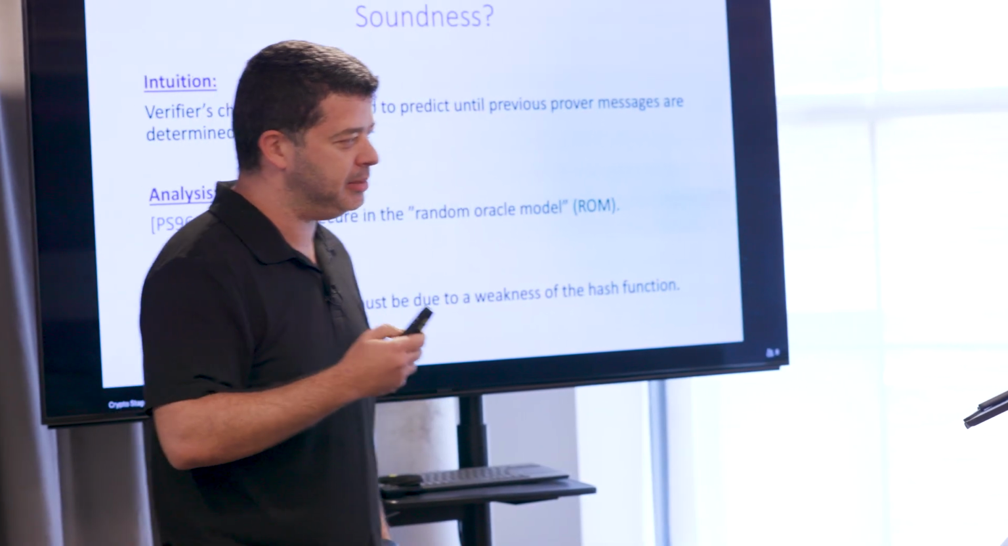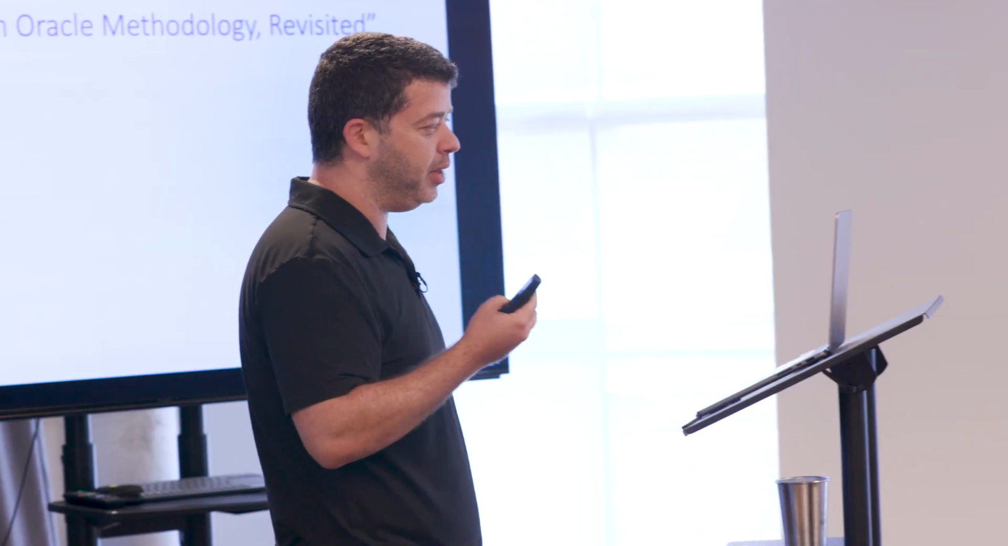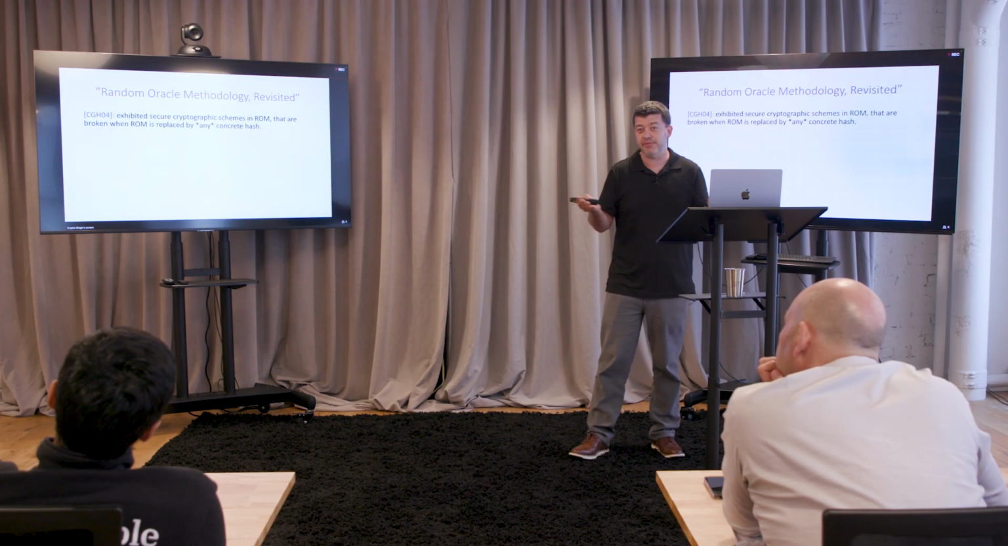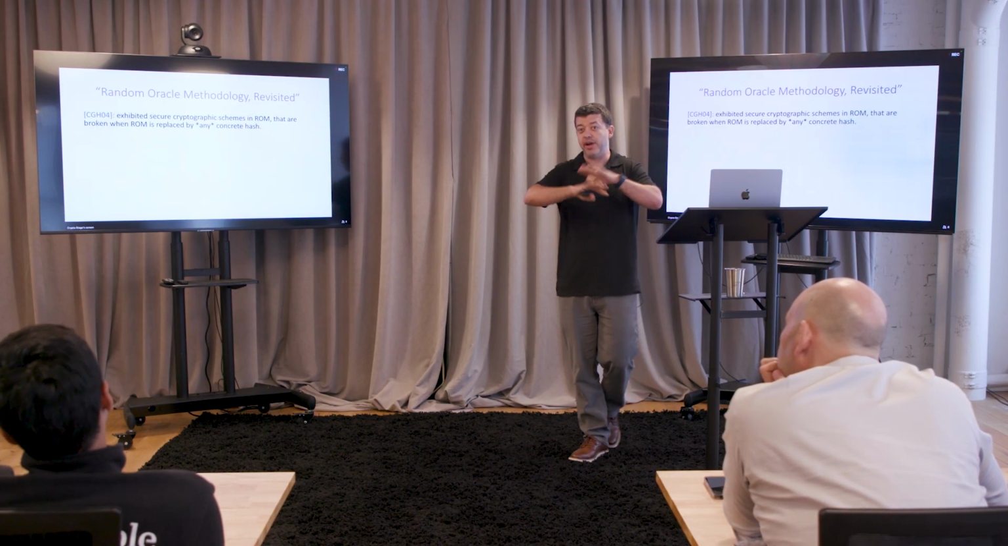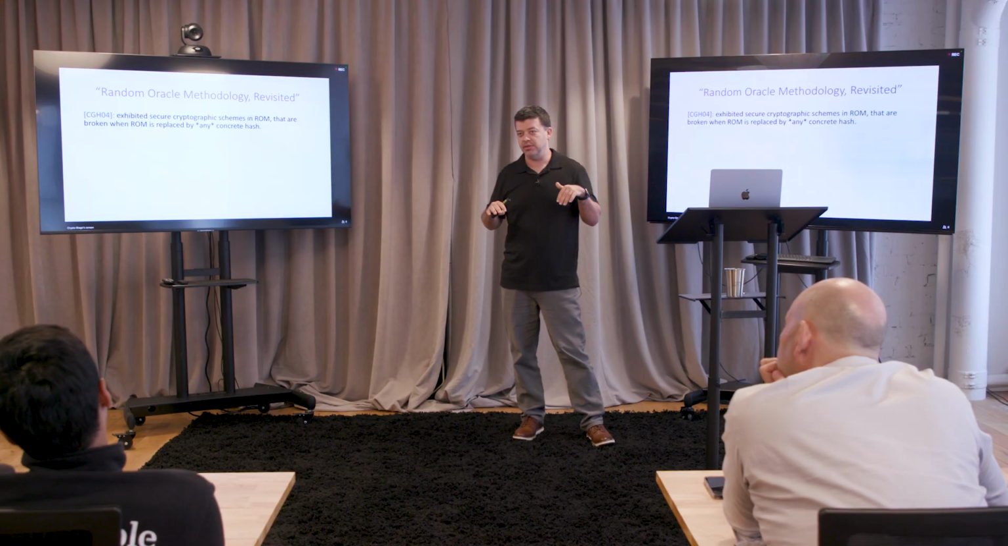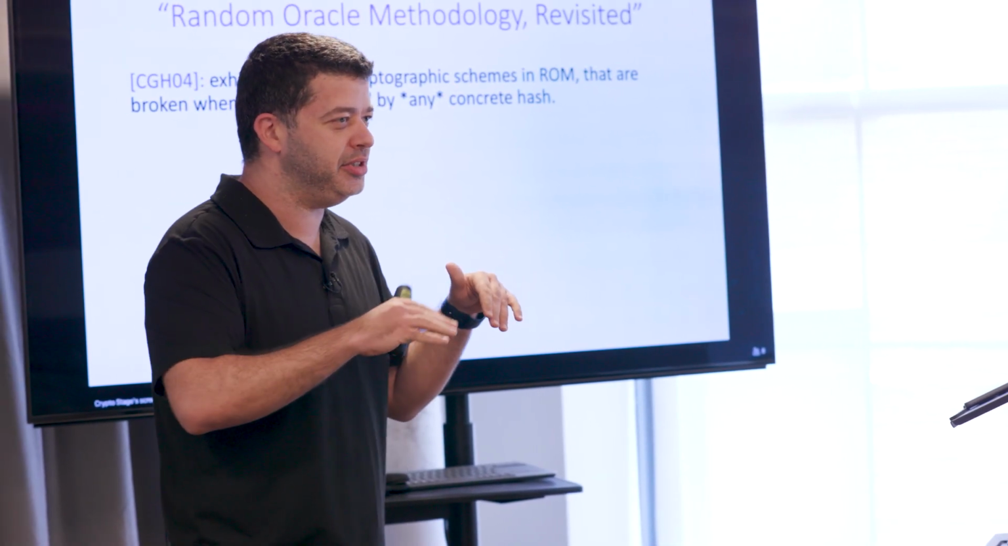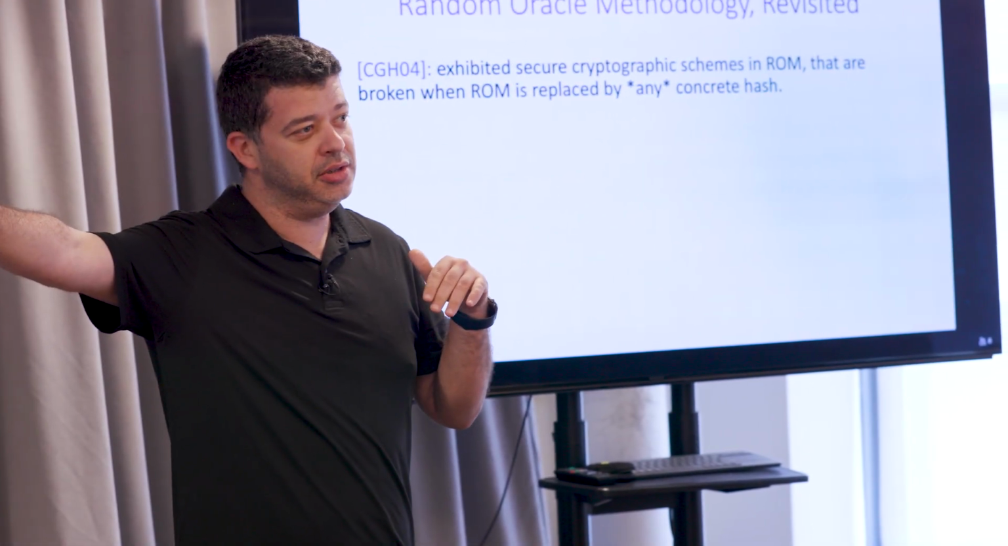And it's been the common wisdom despite the following amazing paper called The Random Oracle Methodology Revisited, which is from a good 20 years ago. It's by Canetti, Goldreich, and Halevi, who showed that there actually exist specific cryptographic schemes that are secure when using the random oracle model. So they're in the random oracle model. But in these schemes, if you instantiate the random oracle, no matter in what way, security is broken. So it's not the fault of the hash function. No matter what hash function you use here, it's broken.